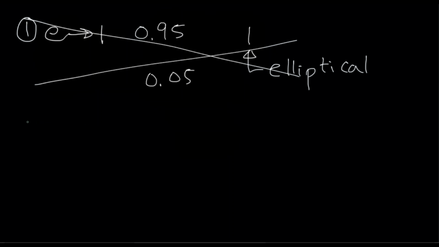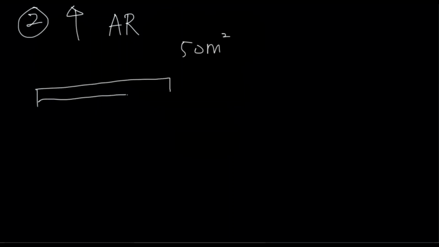So should we focus on increasing the aspect ratio? Well, let's see. Number 2, increase the aspect ratio, arrow up, AR. Now, let's assume that the area of the wing will be 50 meters squared. And we're going to make two different kinds of wings. The first one, very slender, thin but long. We're going to make it 5 meters and probably this as 10 meters and this as 5 meters. I know this is not drawn to scale.